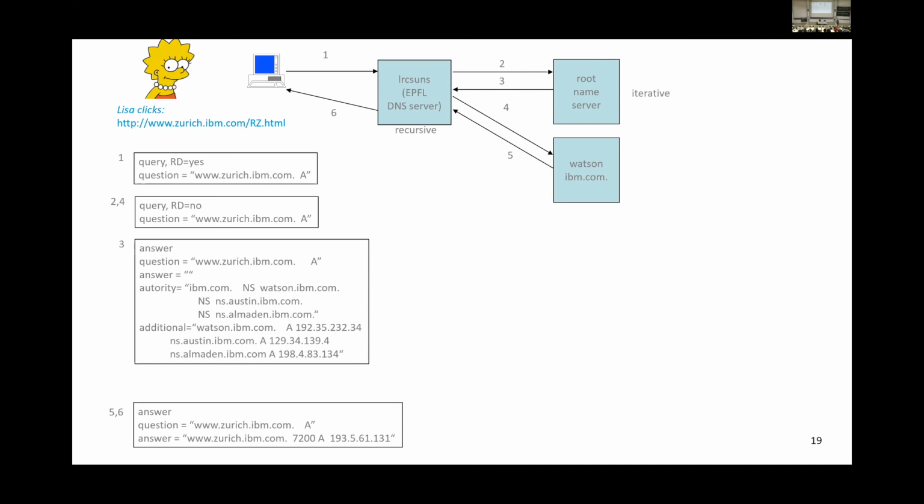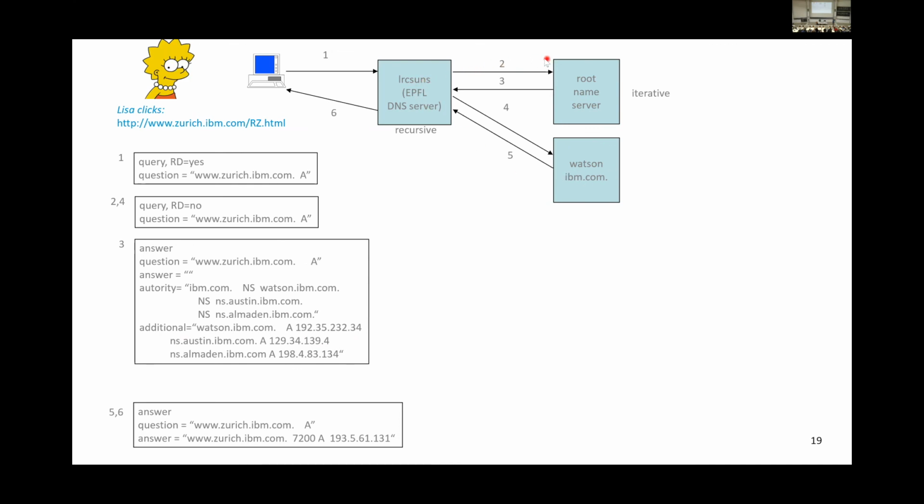If you create a subdomain, then the subdomain will have to have its own DNS servers, and whoever creates the subdomain must know the IP addresses of the DNS servers of the subdomain. So all the root DNS servers of the world know all the IP addresses of all the IBM and others, and the Switch and so on, and EPFL, and .ch.